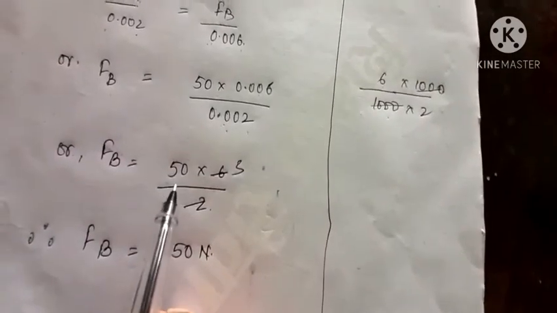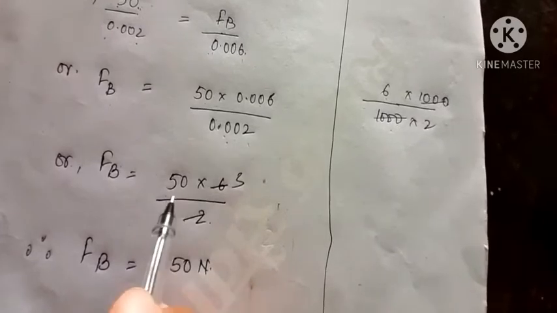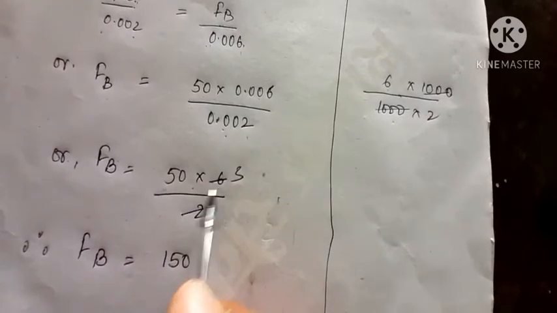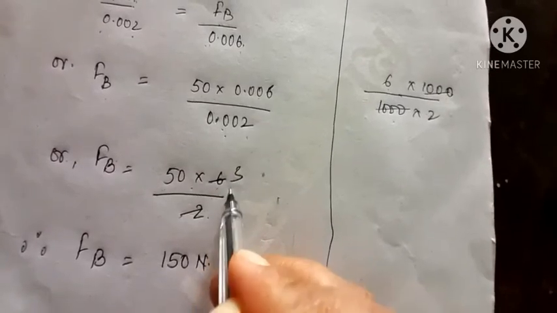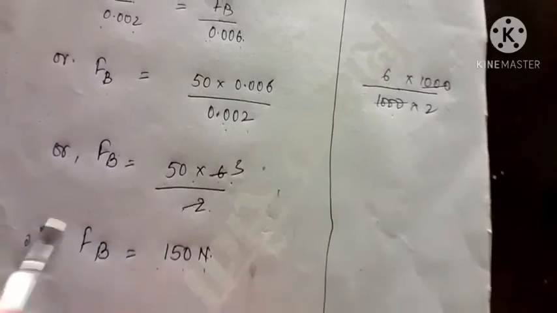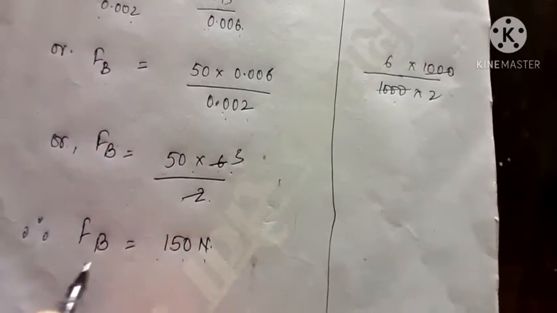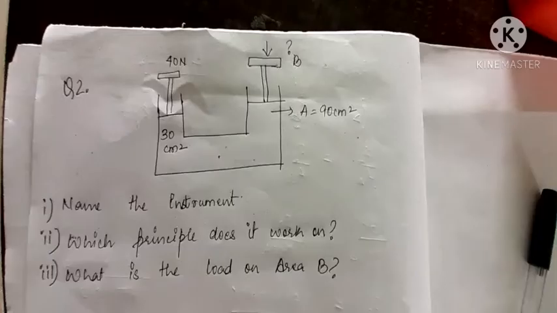The same thing I have written here. So I have removed the decimal. After removing the decimal, what will be? 50 into 6 divided by 2. So when I divide 6 by 2, 2 threes are 6, and 50 into 3 is 150. Therefore, the force in area B is 150. So we have got the answer for calculating the force.